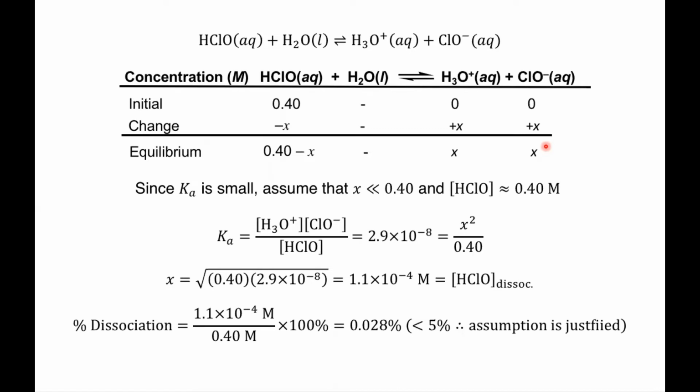And so we have to compare what we've calculated as the dissociated concentration with the initial or equilibrium concentration, and then find out what percentage the dissociated fraction makes up of the initial. And then if that is less than 5%, as it is here, then we can say that our assumption has been justified.